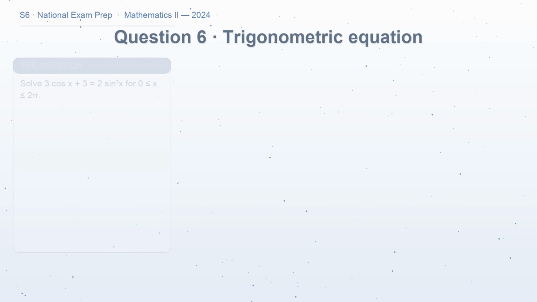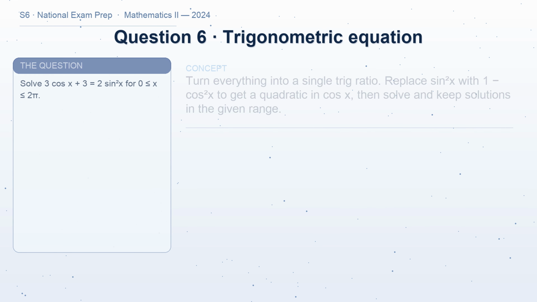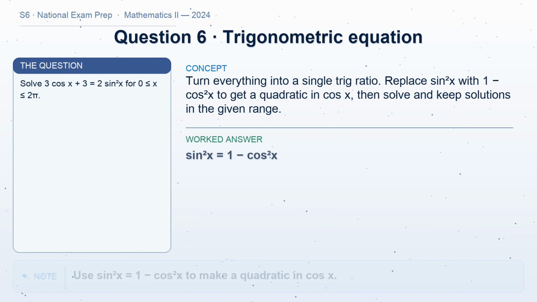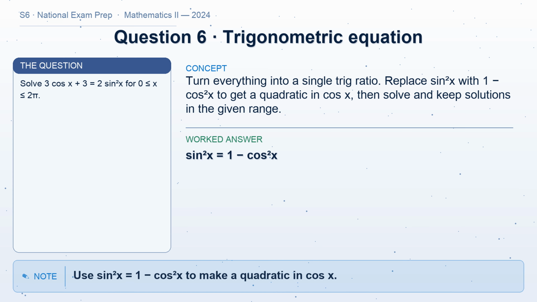Question 6. Solve 3 cos x plus 3 equals 2 sine squared x for x between 0 and 2 pi. We can't mix sine and cosine, so replace sine squared x with 1 minus cosine squared x. That turns the equation into 2 cosine squared x plus 3 cos x plus 1 equals 0, a quadratic in cosine. It factors as 2 cos x plus 1 times cos x plus 1. So cosine x is minus 1/2, or cosine x is minus 1.